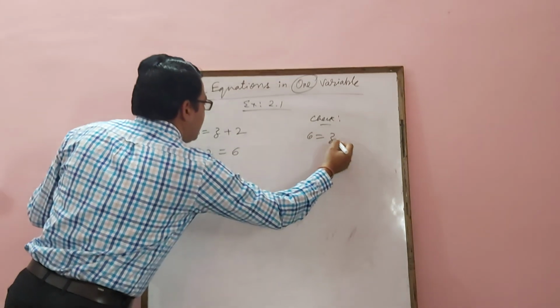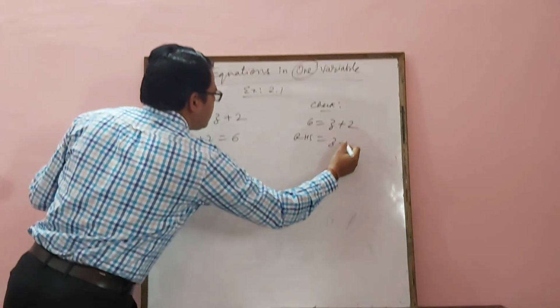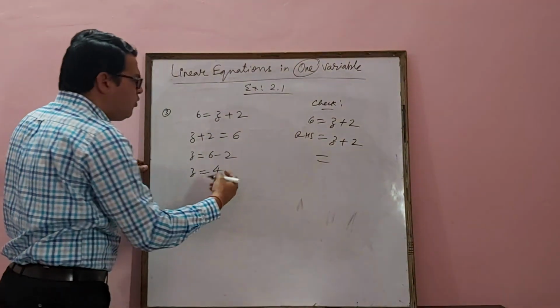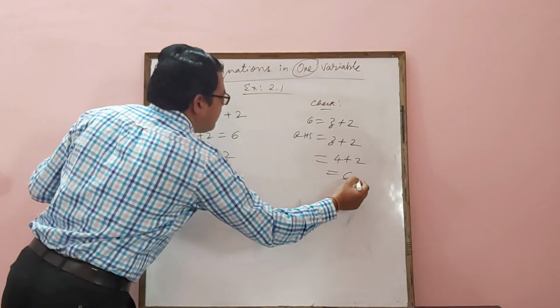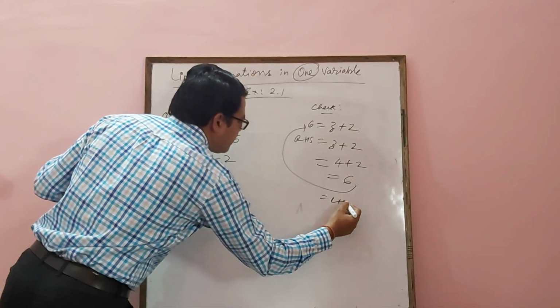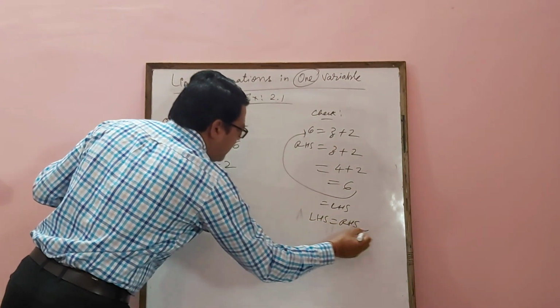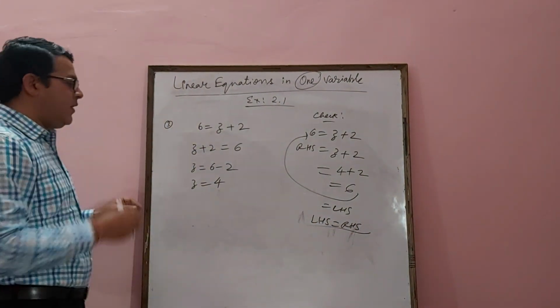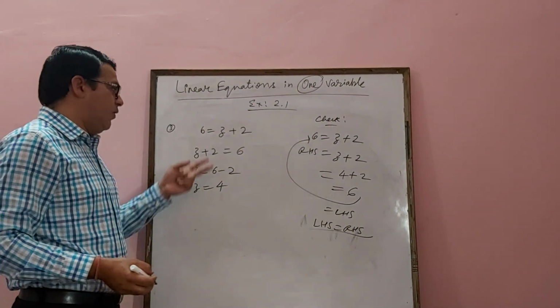6 equals z plus 2. See, the right hand side is z plus 2. What is the value of z? The value of z is 4. 4 plus 2, we have 6 here, and this is the value of the left hand side also. It means both the sides are same. Left hand side is the same as right hand side. That's why we can say that this value is absolutely correct for this equation.